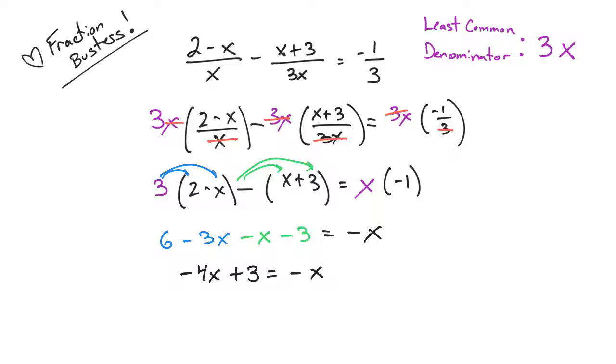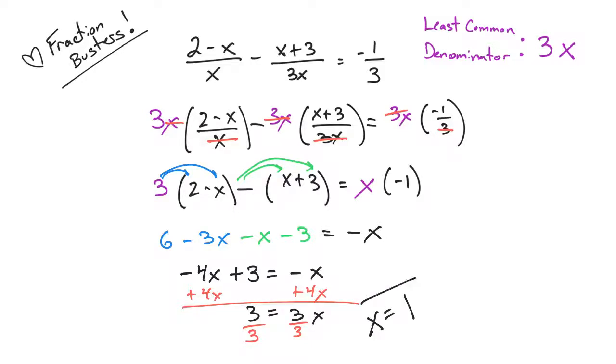And then you continue solving your equation by adding 4x to both sides, which will leave you with a 3 equal to 3x. And your final step would be to divide by 3 on both sides to get x alone, and x will equal 1. So that is how you do this fraction buster problem.